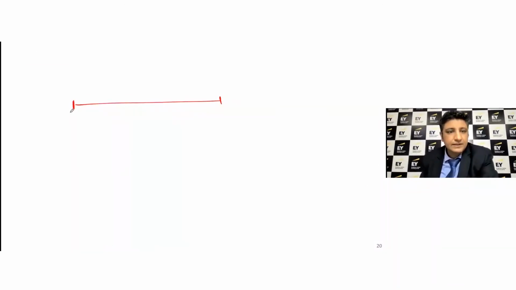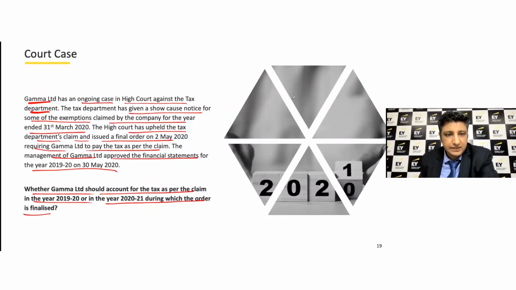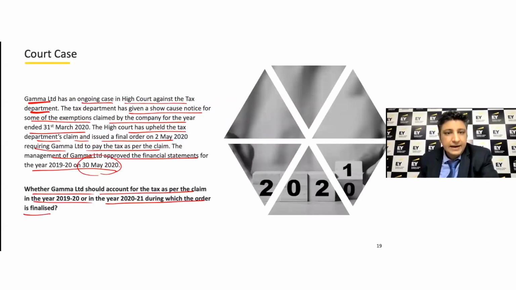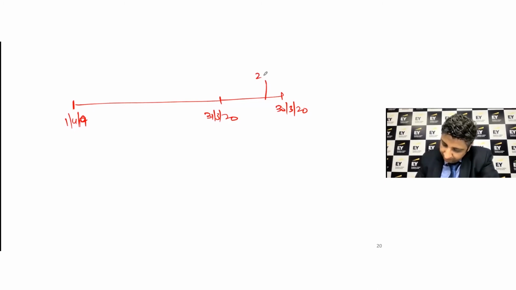We are given the reporting end date, let's say 31st of March 2020, so this would be 1st of April 2020. Then we are talking about, of course, the date of approval, which is 30th of May, right? And the event, which is basically the order from the High Court, has come on 2nd of May, right? So the first question is, is this event an event after the reporting date, right?